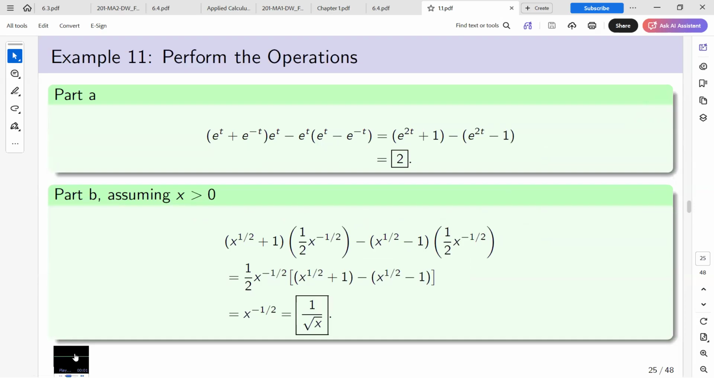In Part A, distribute and use the rule that e to the t times e to the negative t equals 1. In Part B, factoring the common factor makes the cancellation easy to see.